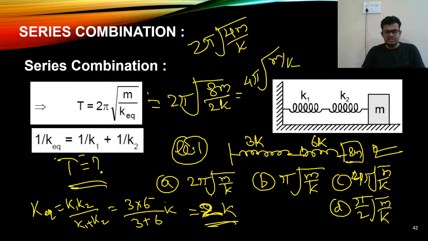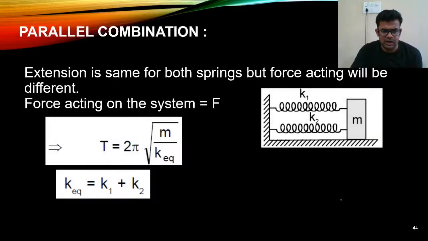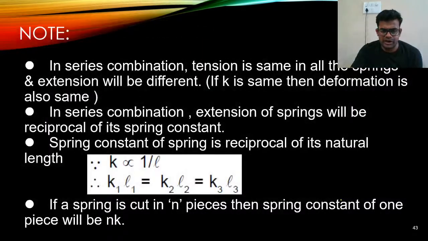So which one is the answer? So C option is the answer. 4 pi root of m by k is the answer. That's all. So very simple question. All of you can do it, right? So let us move to one important concept.